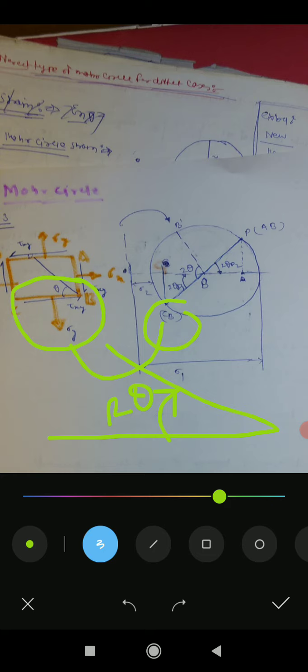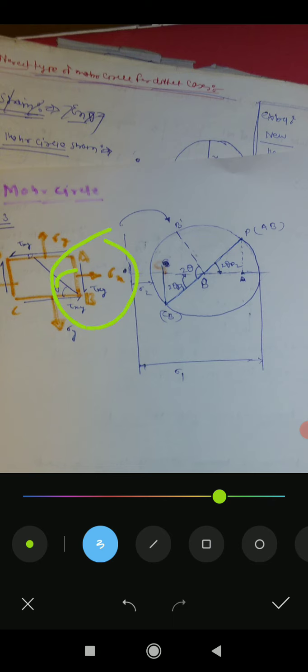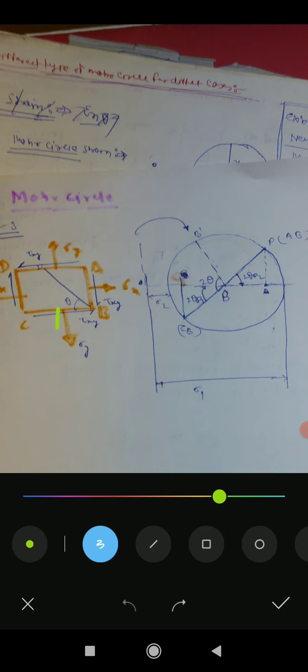Either you can go from this plane also, but you have to go counterclockwise. Okay, so from this plane if you go, you have to go counterclockwise 2 theta. So that will be the same thing. In Mohr circle it doesn't matter from where you are going, and you don't have to worry about the theta, because as it is, from horizontal to inclined we are going, so no need to go from vertical to counterclockwise or clockwise. Okay, that's it.